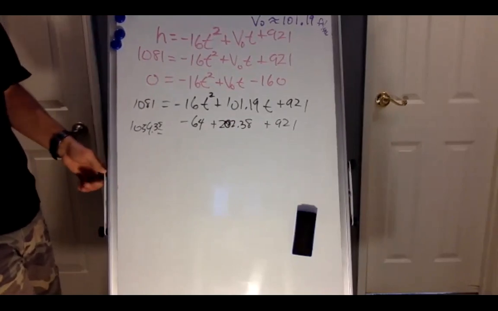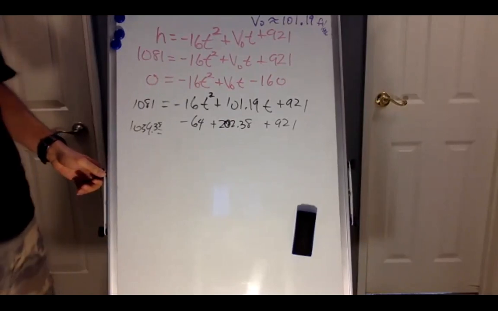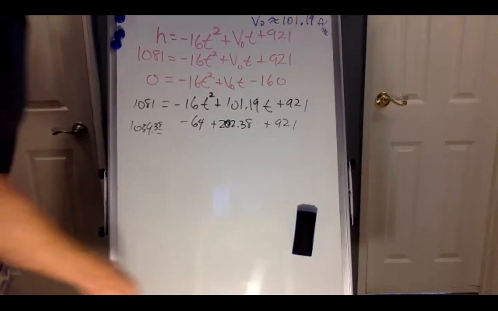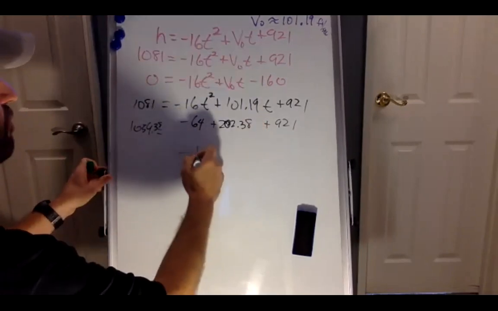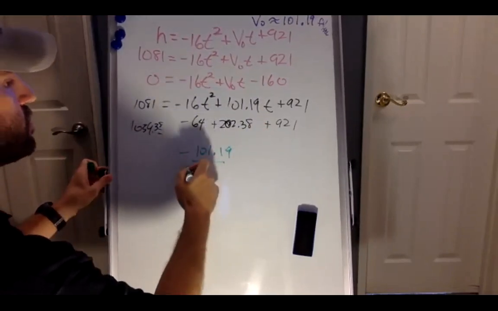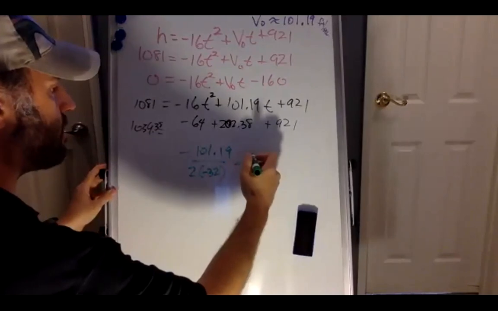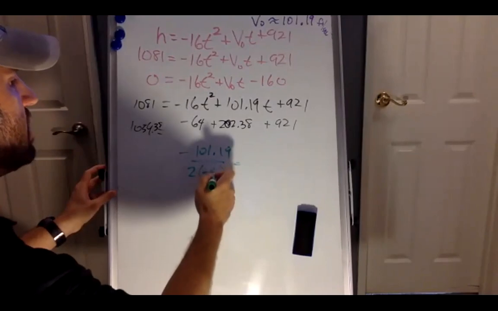Mr. Rosenthal, if it is correct, then how come when you check it via quadratic formula, V0 over 32 is equal to t, negative b over 2a, how come when you check that it doesn't work? It should, since we got it from that. So 101.19 is the b. So negative 101.19 over 2a gives you... I thought it was 32, not 64. Oh, sorry. It was this.